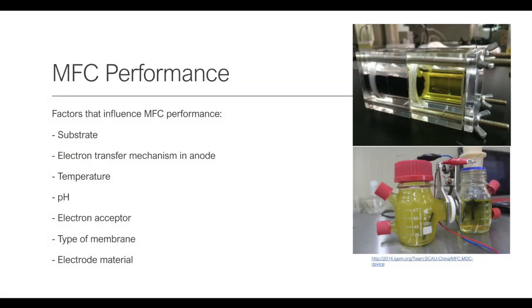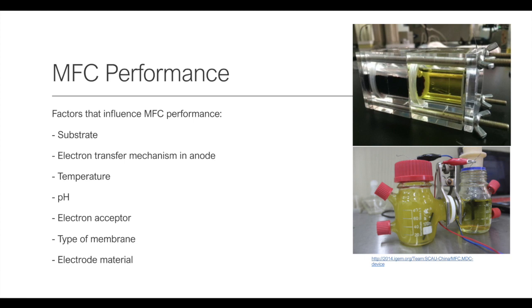The setup of a microbial fuel cell is very similar to the traditional fuel cell. Anode on one side, cathode on the other. Protons, also created in oxidation, travel to the cathode usually through a cation membrane, although there are some variations. Factors that influence MFC performance include the substrate being broken down, microorganism electron transfer mechanism, temperature, pH, electron acceptor, type of membrane, and electrode material.